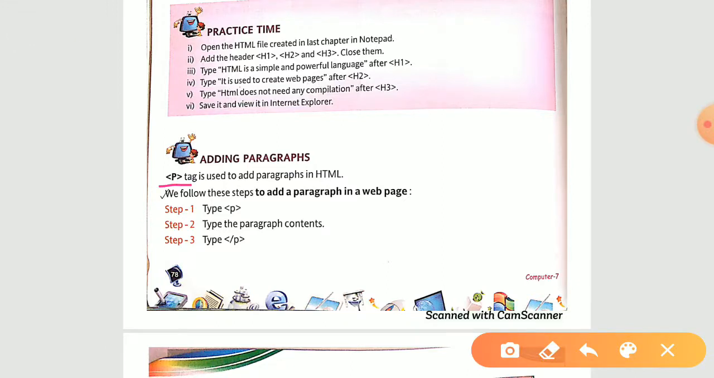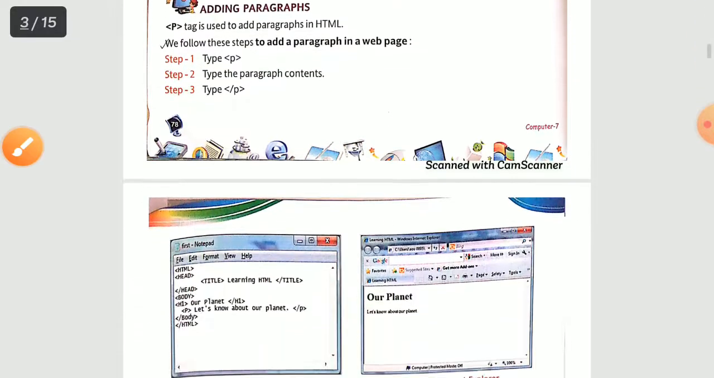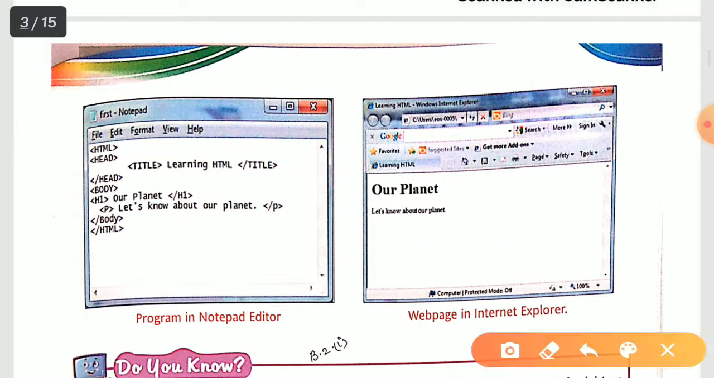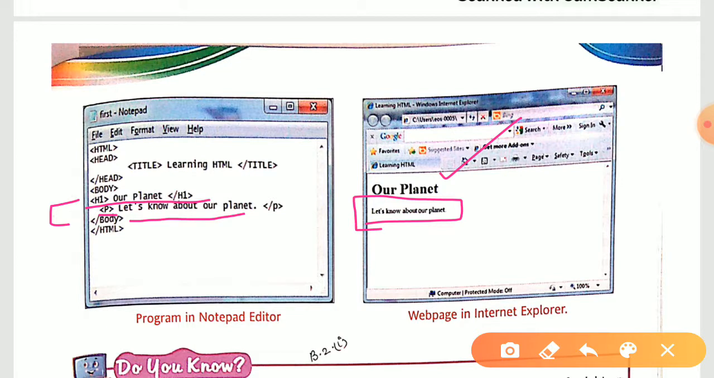Now steps also we are having, firstly you have to type this p tag, then you have to type the paragraph content, then type /p. If you see on the next page, then we are having this example over here. See, over here in this portion you see h1, this is our heading, our planet. Now back this p, let us know about our planet. This is about our paragraph thing. Okay, so this is of larger font, this is of somehow smaller font. Okay, so like this we are going to design our web page. Fine, this is all about your paragraph tag.